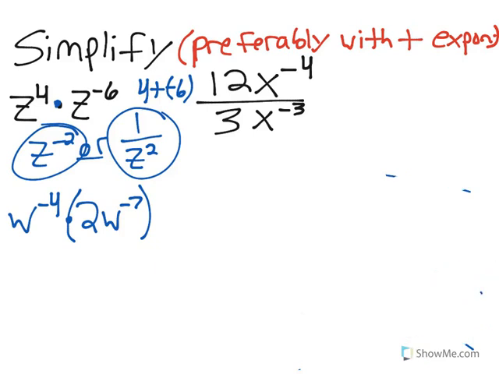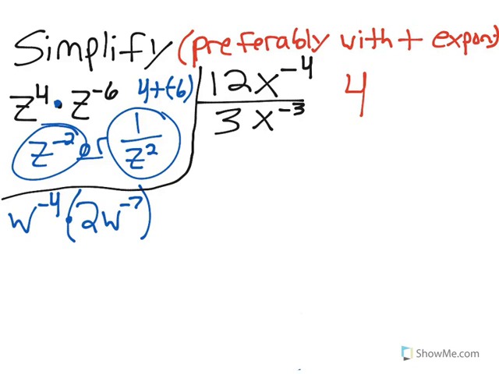Alright, put the little divider in there. Okay, so when you have coefficients and you need to divide, feel free to go ahead and do the division. 12 divided by 3 is 4. And now we have dividing with variables. And so we learned before to subtract the exponents when you divide with variables. So negative 4 minus negative 3.